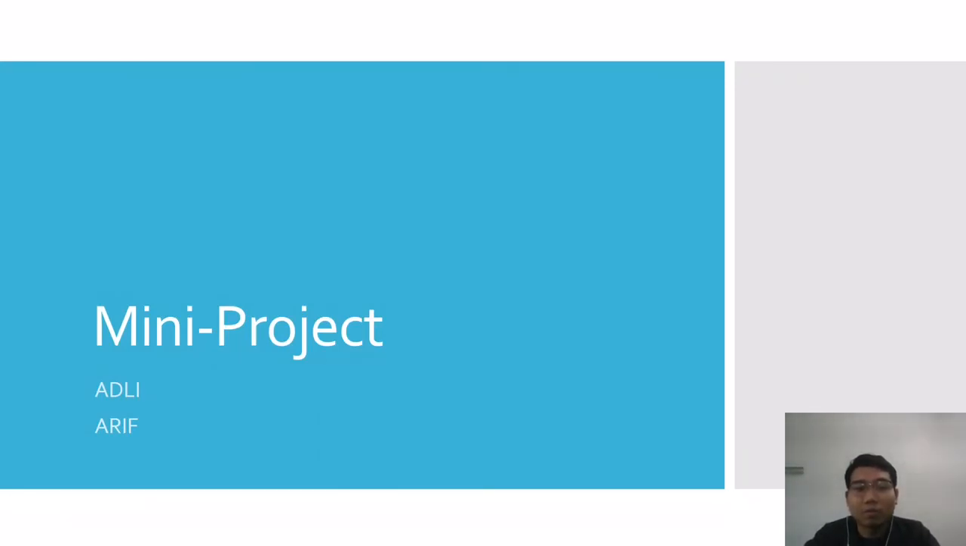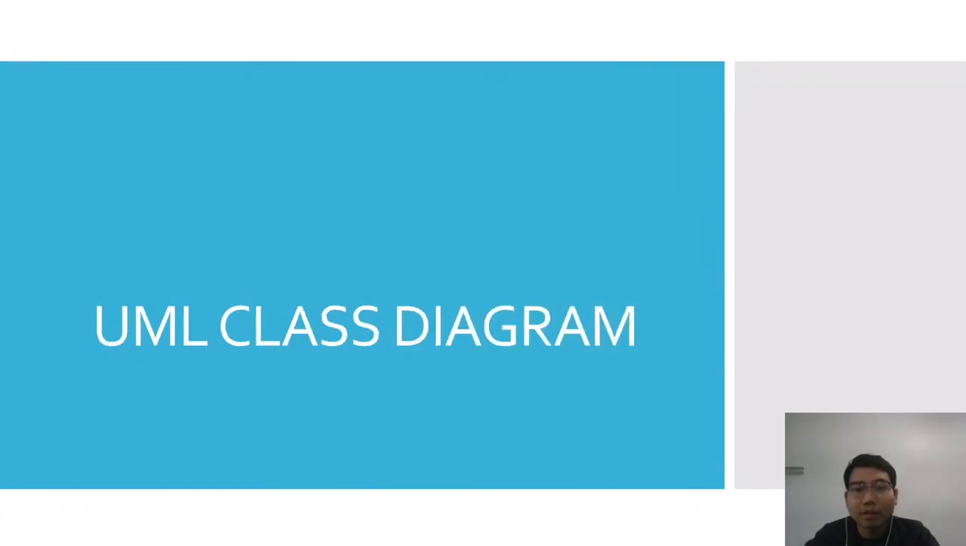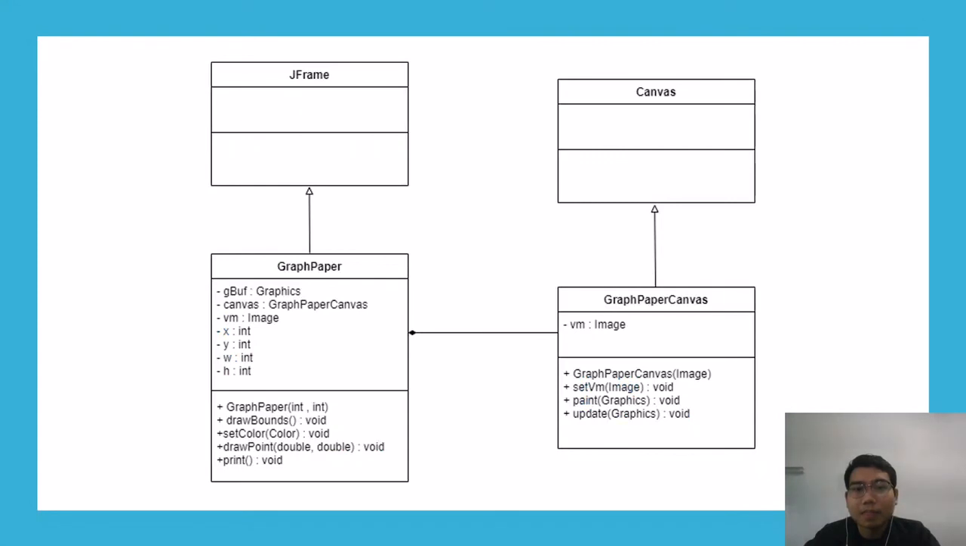Alright, so next, the UML class diagram. This UML class diagram we create based on our coding. So if we have 4 classes, then we create 4 classes for the UML class diagram. We used the draw.io software, so we can create the class diagram even better, not using our own handwriting. Okay, so next. So this is our UML class diagram.